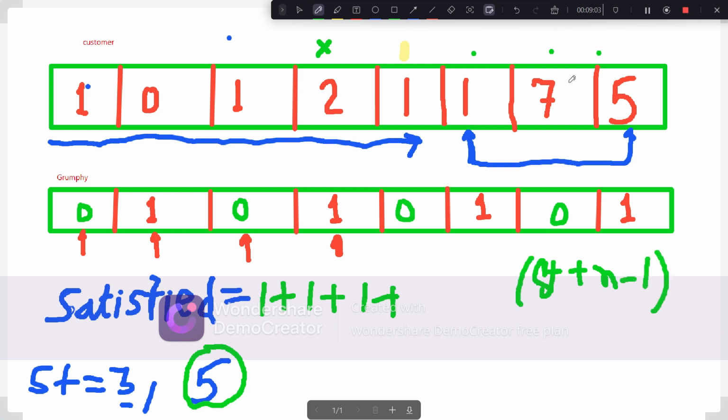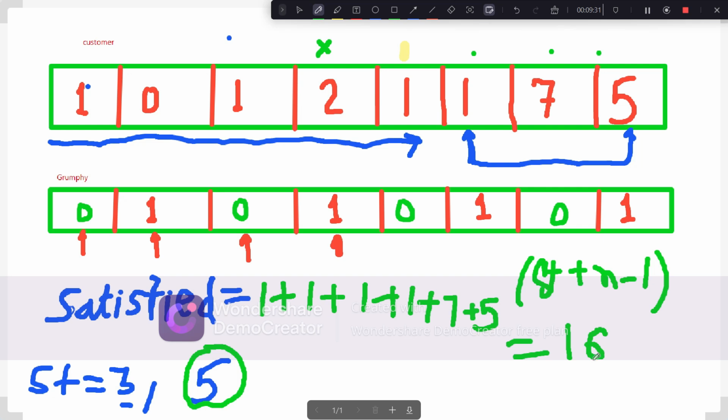So this is 1 plus 7 plus 5. We will add 1 plus 7 plus 5. What is the total? It's becoming 7 plus 5, 12, 12 plus 4, it is 16. So this 16 would be the maximum people who would be satisfied after using this M size minutes trick. So this is what we have to do.